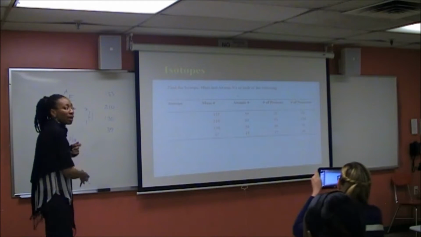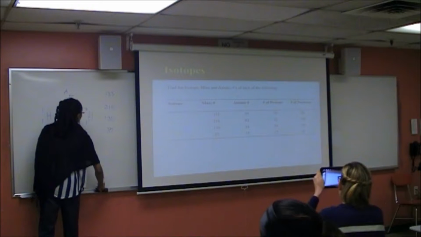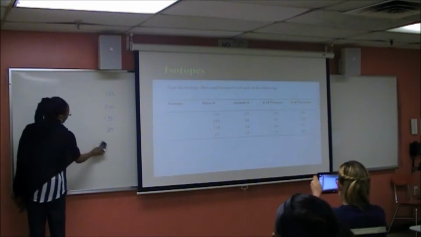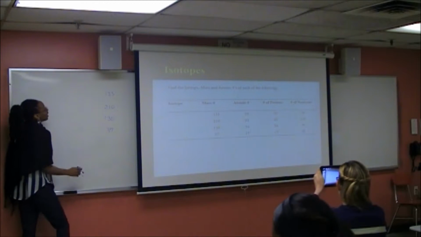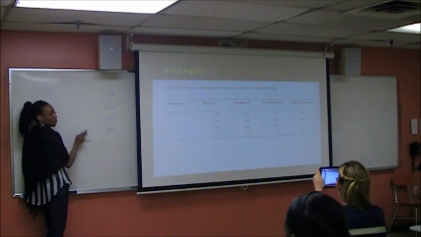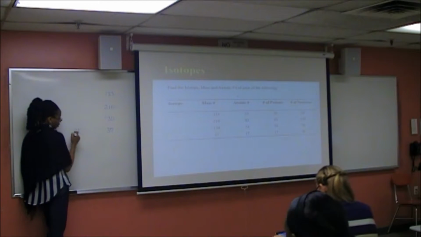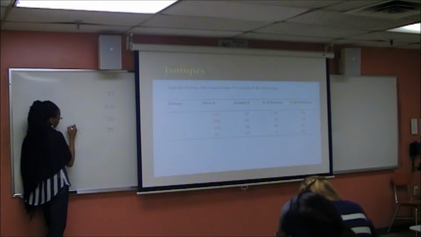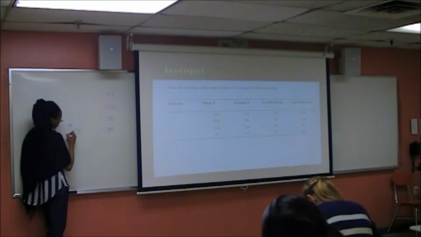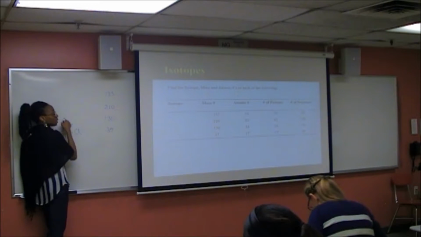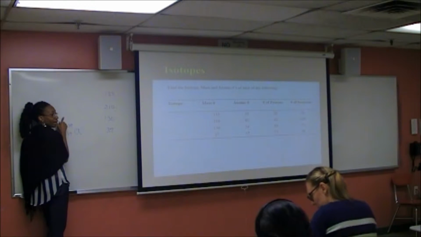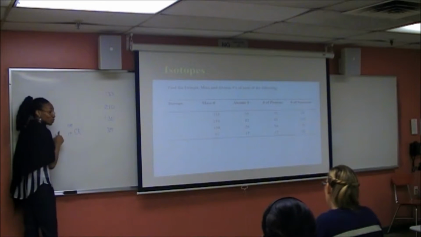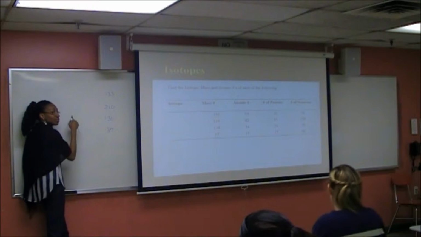Now, you can identify what my isotope symbols are. So, what's my isotope symbol? Since we got chlorine, what is it? 37 where? Top, 17 on the bottom. What about the next one?